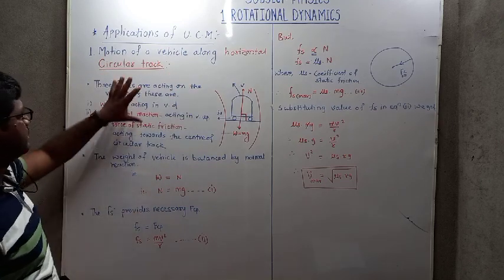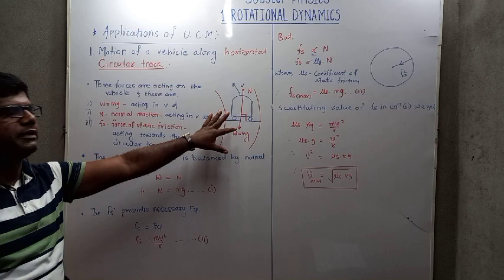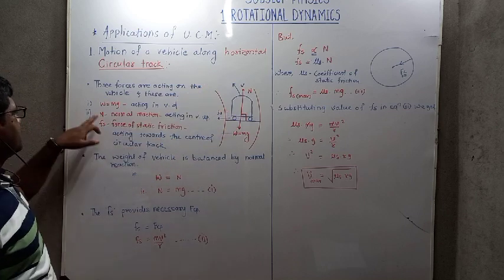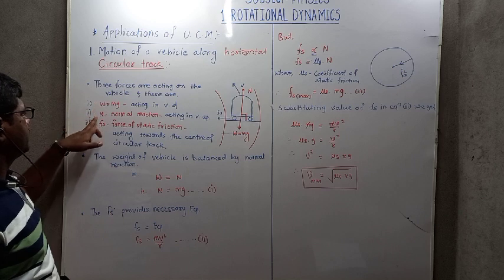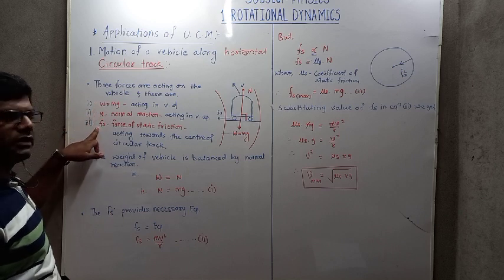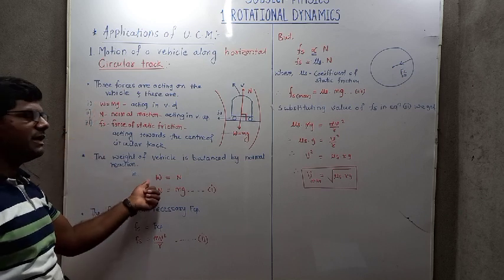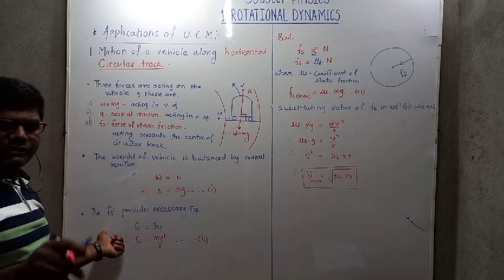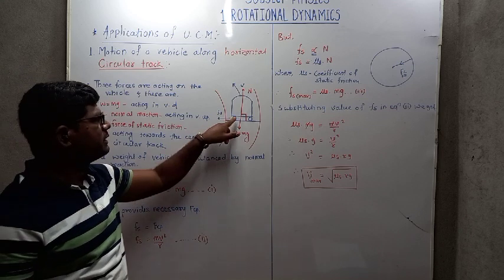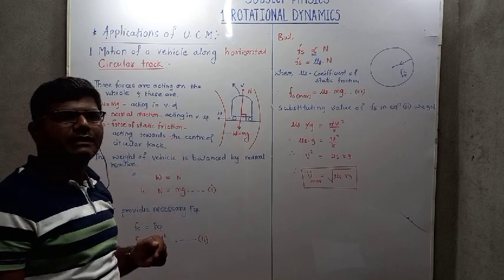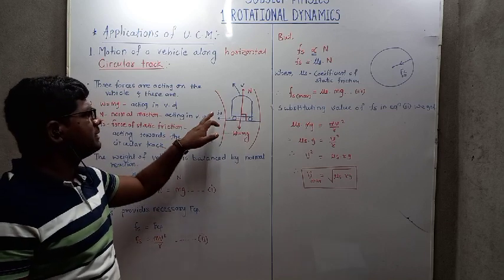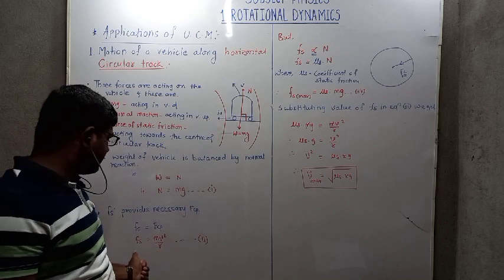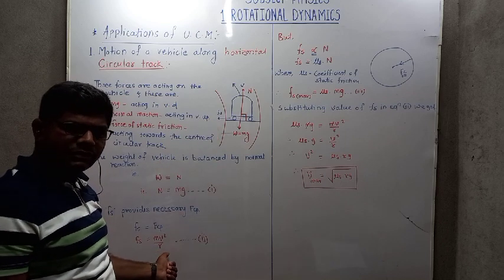See here, three forces are acting on the vehicle when it is moving along a horizontal circular track. These forces are weight W, normal reaction, and force of friction. Here weight is balanced by normal reaction. Then the direction of Fs, that is the force of static friction, is towards the center of the circular track. That means Fs provides the necessary centripetal force. That means Fs is equal to centripetal force.